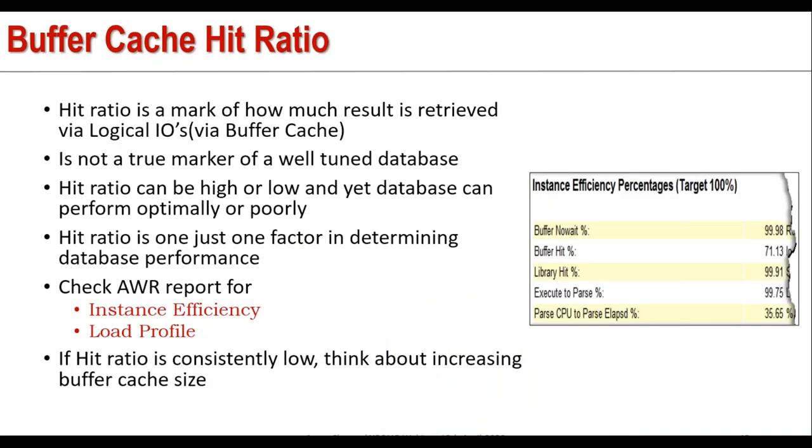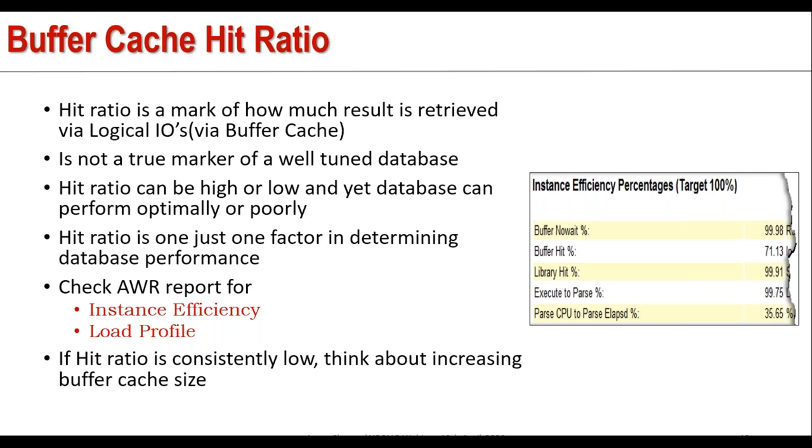Hit ratio did exist in the old versions, basically to represent whether we have a tuned database or not. But hit ratio did not really serve the purpose, at least not all the time. Hit ratio basically is a marker of whether your buffers are accessed from the memory or not. And the hypothesis is that if the hit ratio is in the high 90s or 100%, which is what is mentioned in the instance efficiency page of your AWR, it is considered to be a good thing for your database, which is okay, but hit ratio can actually be a false negative or a false positive.